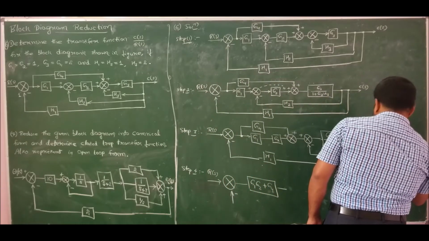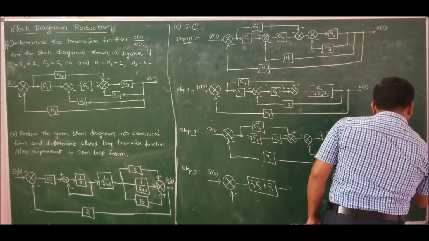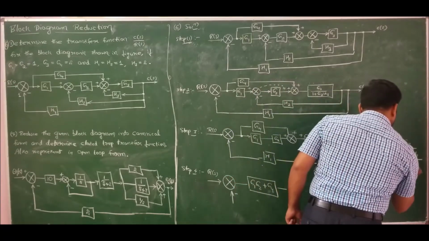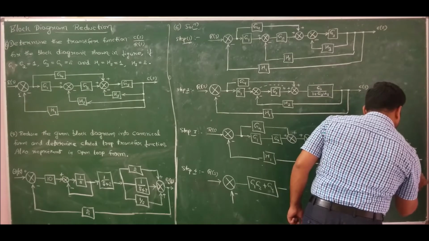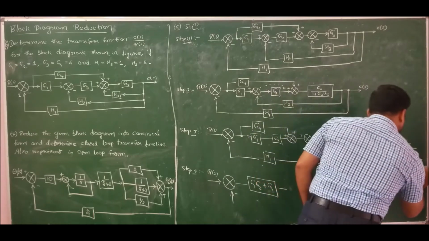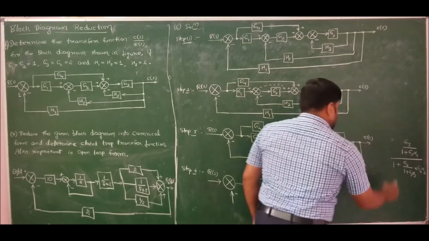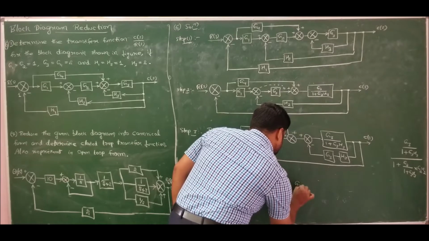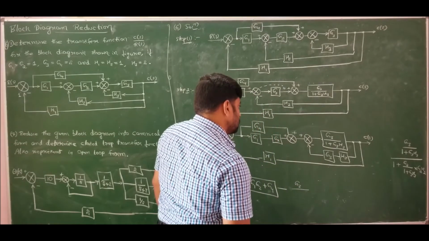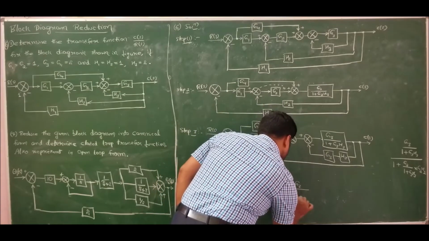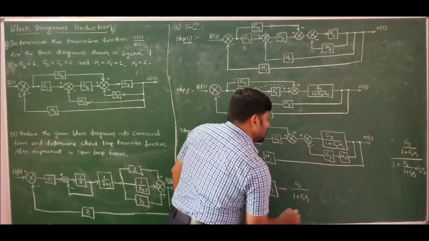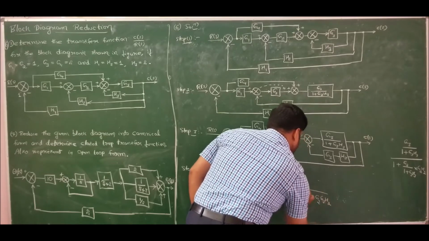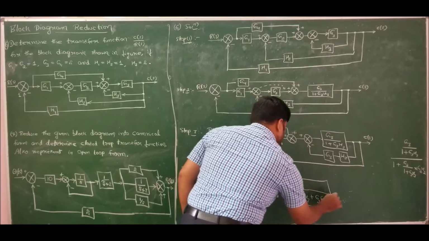G of S is G3 by 1 plus G3 H3, divided by, since we have negative feedback, I should use 1 plus, again G of S, which is G3 by 1 plus G3 H3, into H of S, whose value is G2 H2. If I take the LCM and cancel off the denominator, I will get G3 divided by 1 plus G3 H3 plus G2 G3 H2. So this is what I will get.